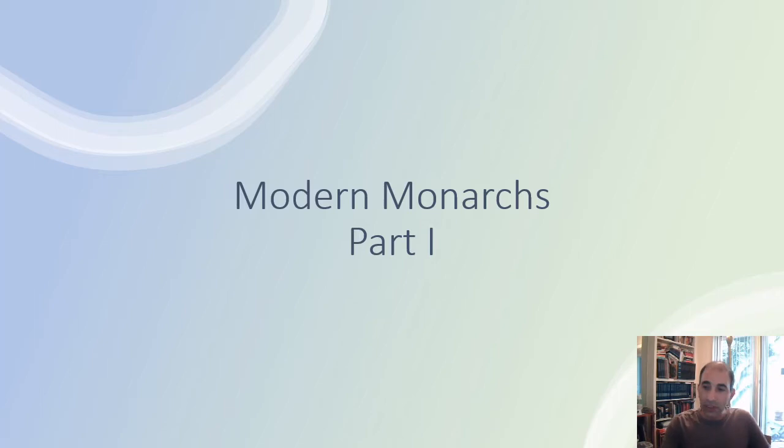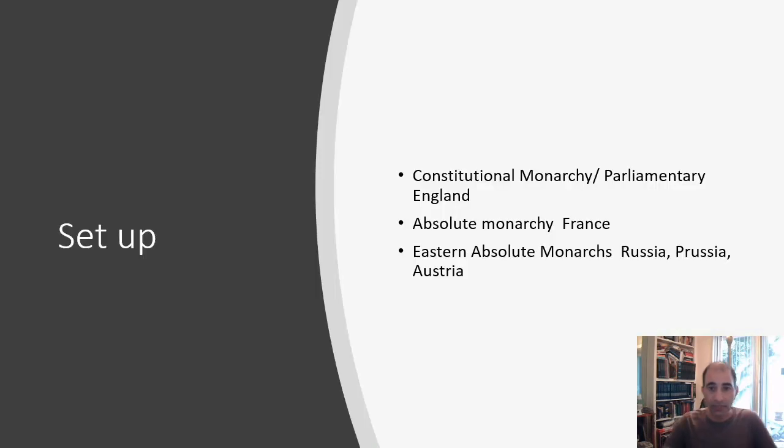So what are we going to do? Let me set up the objectives, the themes of what we're covering in a couple of lectures here. We're basically looking at three styles of monarchies that develop in the early modern world: the constitutional monarchy, the absolute monarchy, and what we call Eastern absolutism. Each of these three takes place in a certain area of Europe. So constitutional monarchy primarily in England, absolute monarchy primarily in France, and Eastern absolute monarchs in Russia, Prussia, and Austria.